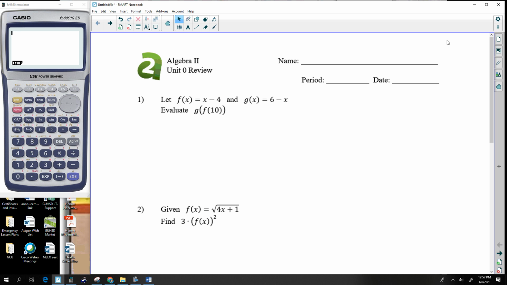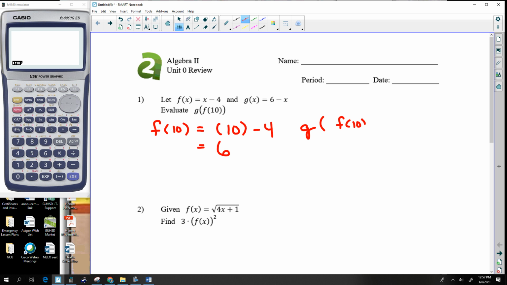So here we go. All right, so this very first question, what I straight up noticed is that the inside is f of 10. So that's how I begin. I go to the f function and I put a 10 in for any of the x's that I see. And that comes out to be the number 6. So ultimately, this question is, what is g of f of 10? Well, as I just said, f of 10 is the number 6. So this question is, what is g of 6? So I go to the g, and that's 6 minus x. In this case, the x is the number 6. So 6 minus 6 is 0. Hooray.